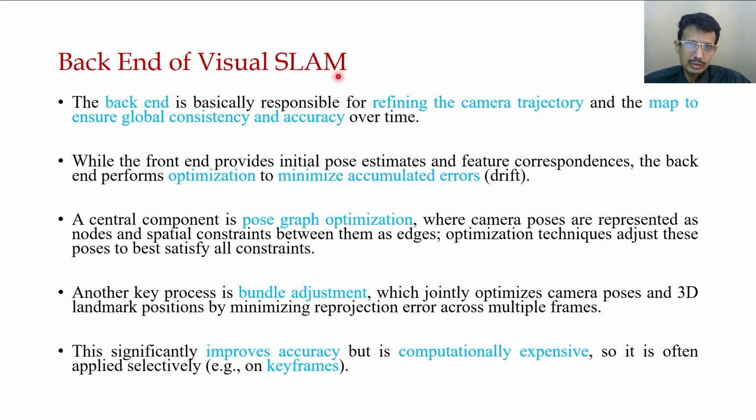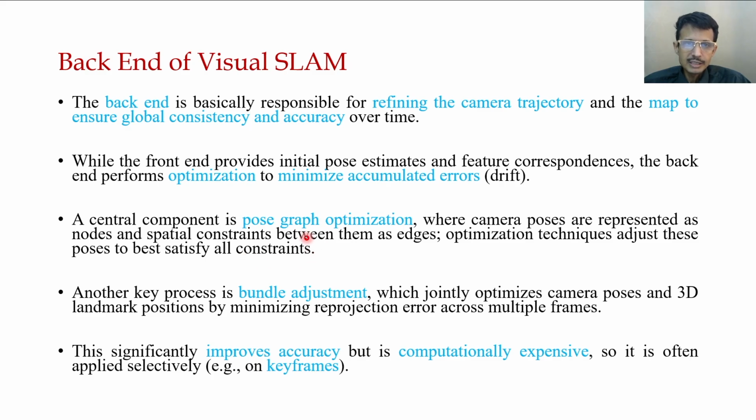Now come to the backend of visual-SLAM. The backend is basically responsible for refining the camera trajectory and the map to ensure global consistency and accuracy. That is the main feature. While the front end provides initial pose estimates and feature correspondence, the backend performs the optimization and minimizes accumulated errors, the drift. The central component is pose graph optimization, where camera poses are represented as nodes and the spatial constraints between them as edges. The optimization technique adjusts these poses to best satisfy all constraints.